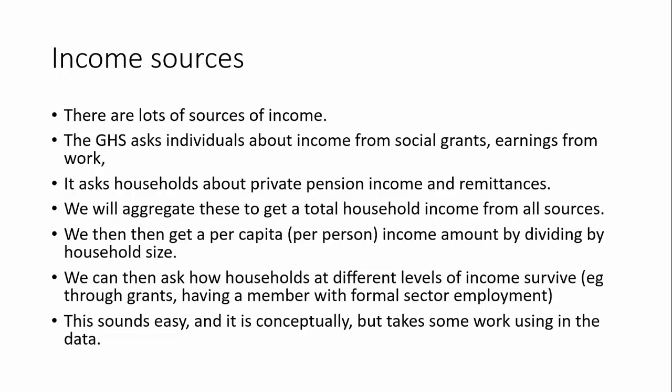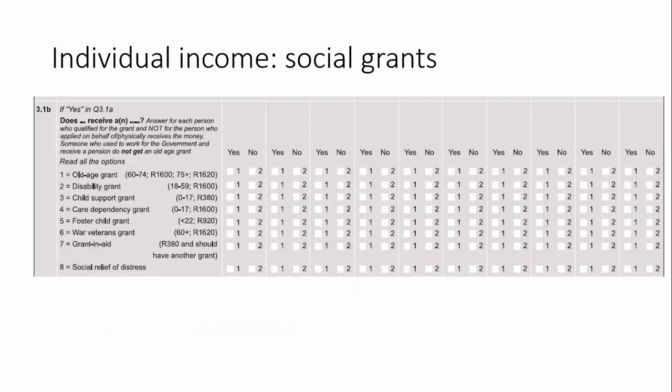Okay, so I've repeated this before. We're going to get a per capita per person income amount. And then, going back to that graph that I showed you earlier, we're asking how different households at different levels of income have different types of sources of income. Okay, and it might sound easy, and it is conceptually, but when you come to actually using the GHS data or any data set, it does take some work. And that's the point of this webinar.